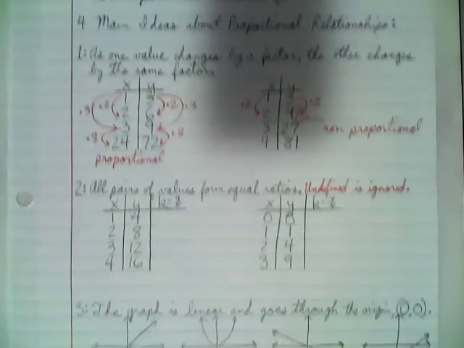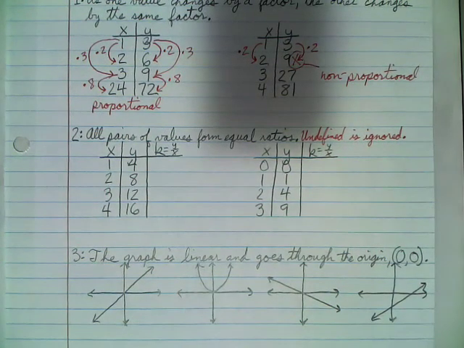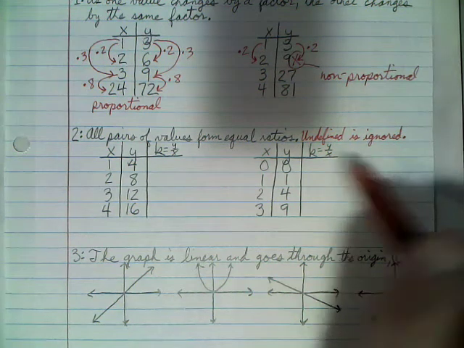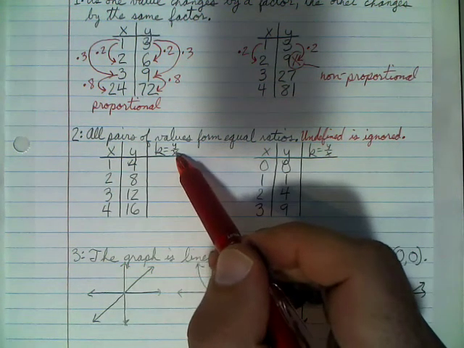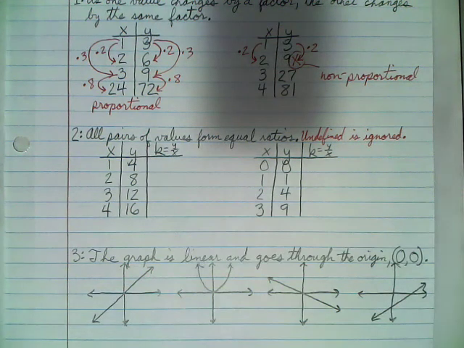Number 2. We need to know that all pairs of values form equal ratios. And that fits into the definition of a proportion. A proportion is a statement that two ratios are equal. Well, here all the ratios are equal. And if ever we get something that's undefined, we're just going to ignore that. So if the x value is 0, since that's going to be our denominator, that will result in undefined, we don't worry about that. That's something we just skip over.